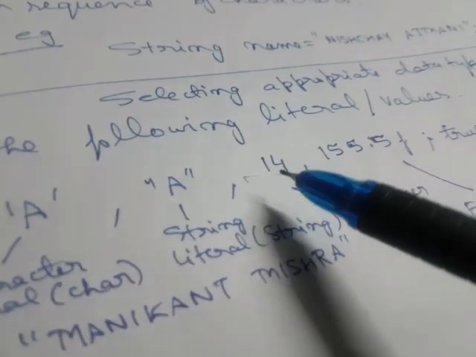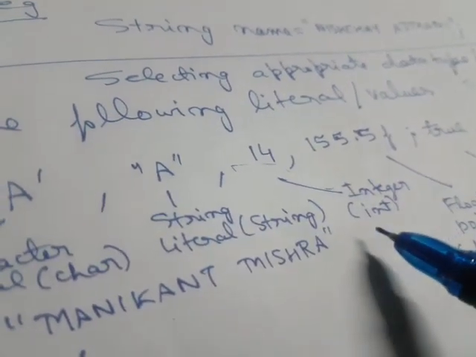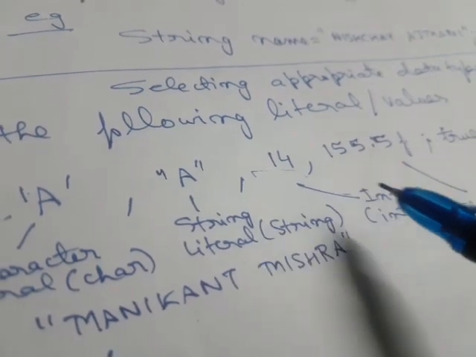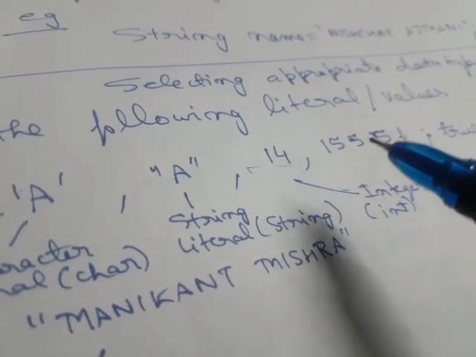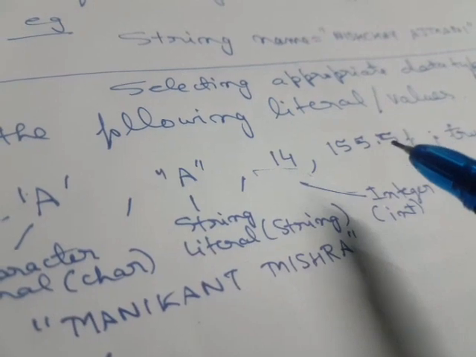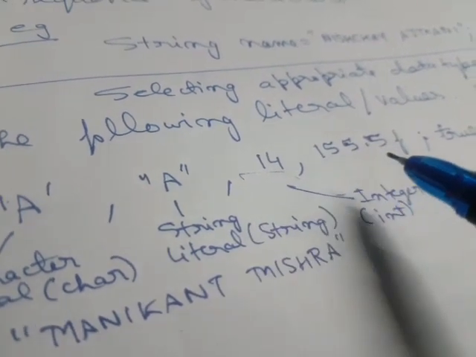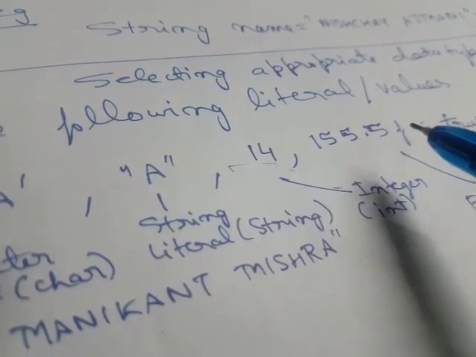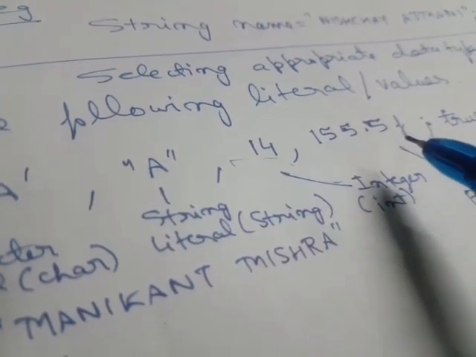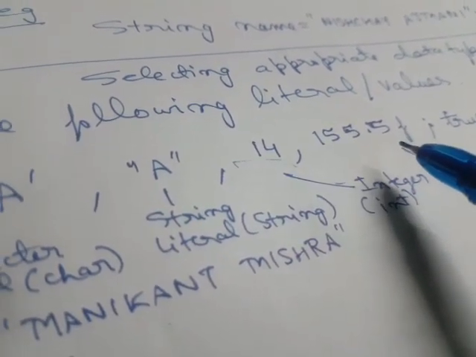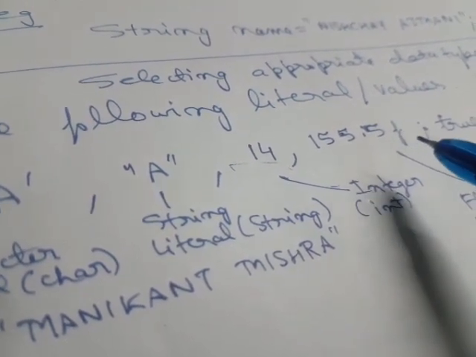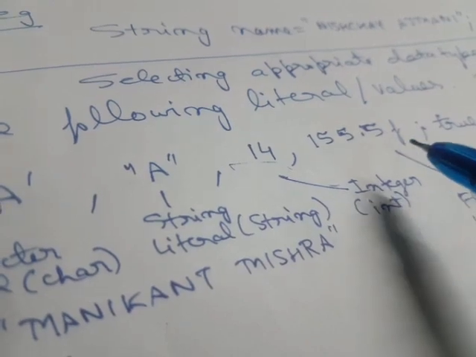And then 14 is an integer, so int is a suitable data type. Various other options are also there, byte, short, long, but int is fine. Most of the time we use int, or long for much bigger values. And now I'm moving to 155.5F. So there is F there, so that is a floating point literal, and because F is there, the data type will not be double, it will be float.